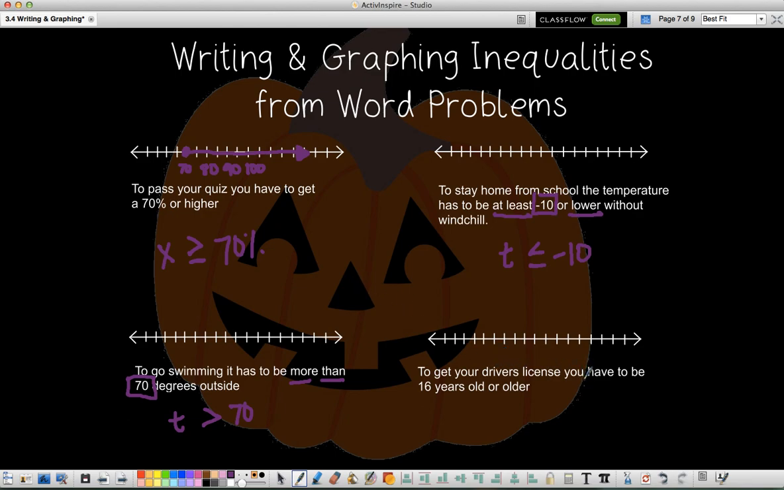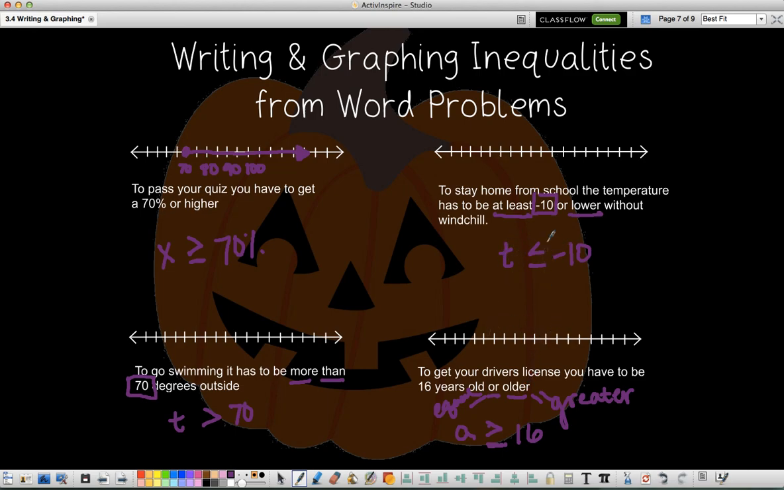So to get your driver's license, you have to be 16 years old or older. So that tells me that I can be 16, so it can be equal to, but it either has to be 16 or greater, so it's the greater than or equal to symbol. So your age has to be greater than or equal to 16. Okay, so you have to look for these keywords. So older would be your key that it needs to be greater. The or tells you that it could also be equal.